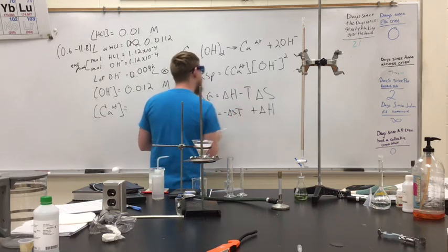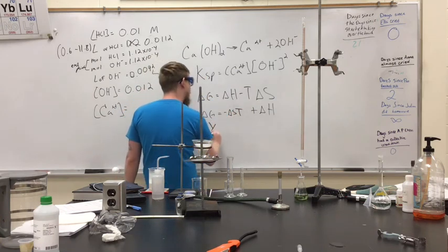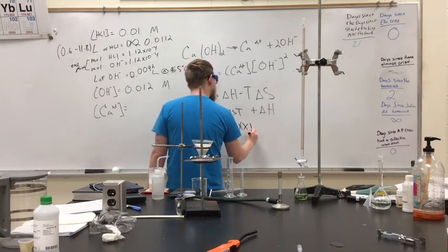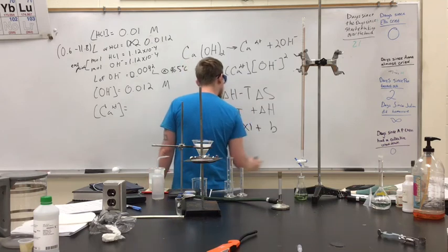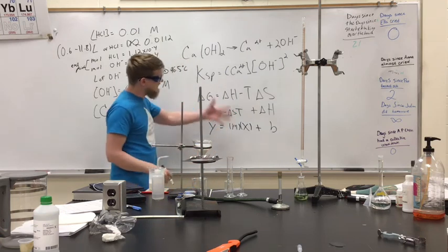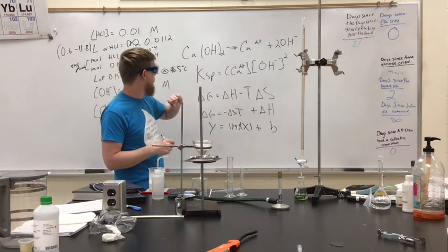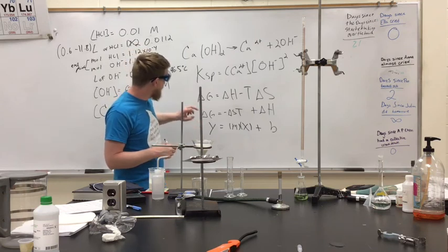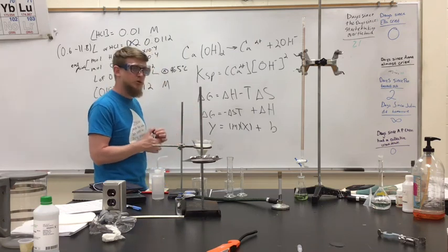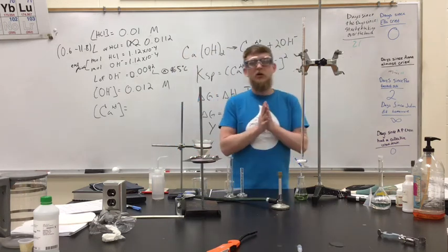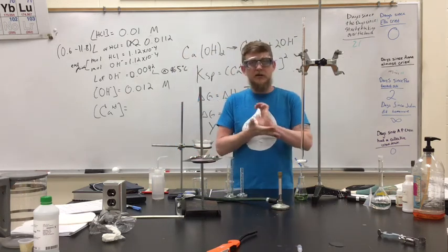Delta S and T, right? And now this is Y, this is M, this is X, and this is B right here. Okay, so that's going to be your equation for your line. Make sure you've got your temperatures in kelvins here, and make sure you've got your delta G's in kilojoules per mole, and that will be what these other numbers come out at. Okay? All right, good luck, and I'm around if you have questions.